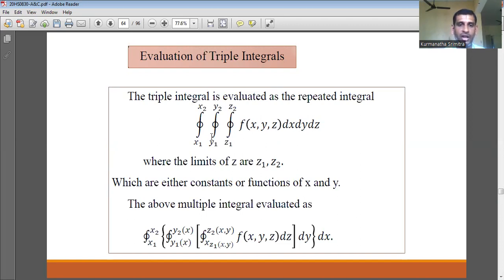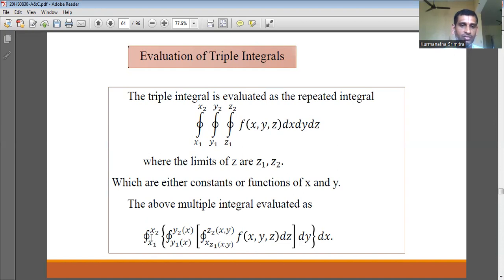Similarly, these are the limits for x, y and z. So x1 to x2 are the x limits, y1 to y2 are the y limits, and z1 to z2 are the z limits. By using these, we can easily calculate the triple integration, where the limits for z are either constants or functions of x and y, the limits for y are functions of x or real numbers. This is the procedure for evaluating triple integrals.